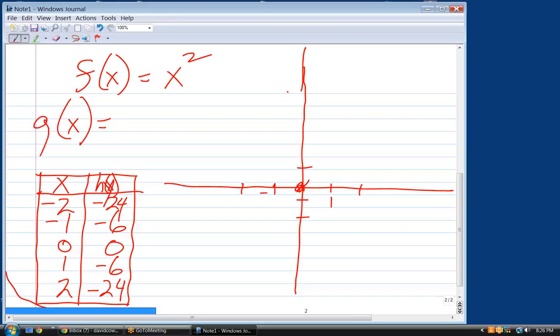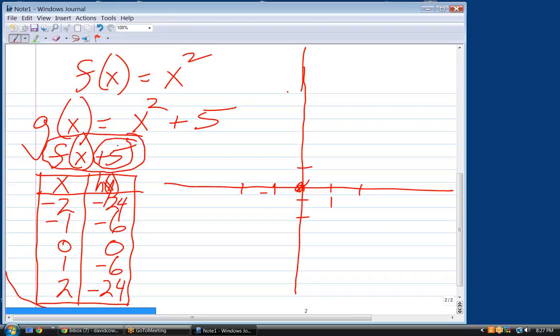The next one is g of x equals x squared plus 5. Okay, now this is different. This is a vertical shift. In other words, what this is is f of x plus 5. If I said, what is f of x plus 5, you'd say x squared plus 5, right? Well, notice this plus 5 comes after the function. In other words, the vertical shifts are when you have a number that comes after the function. It's up if it's plus, it's down if it's minus.